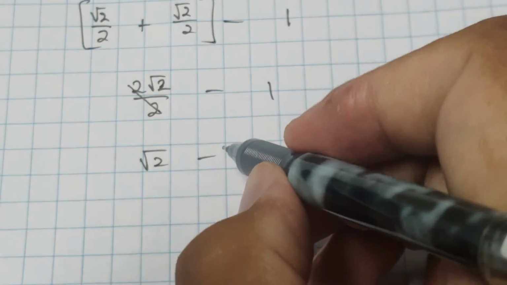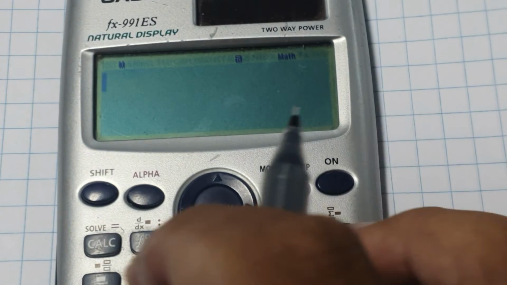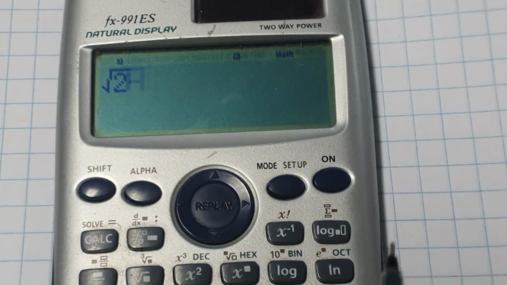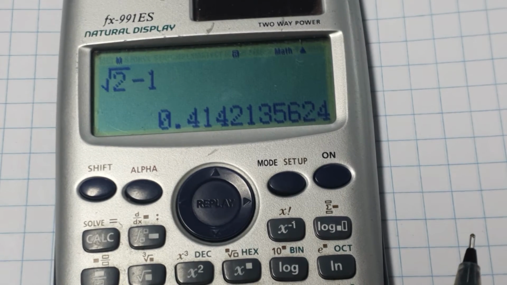You can leave your answer like this, or you can put it in decimal form. So that's root 2 minus 1. The answer is 0.4142.